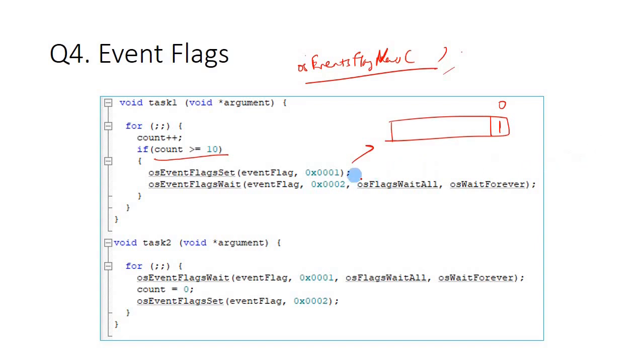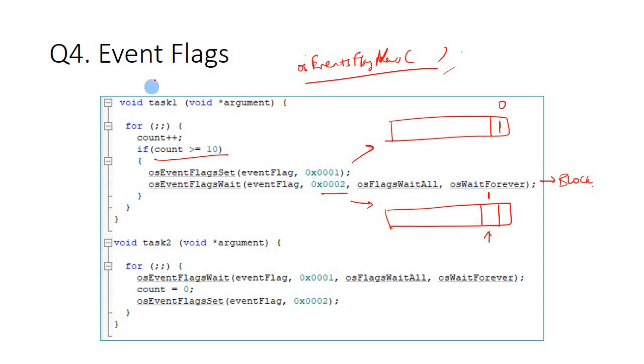And then after that, what am I doing? The next line immediately is I want to wait for bit 1 to be set. So when this bit is set, then only I'll be able to carry on. Correct. Since I only set bit 0 and bit 1 is not set at the moment, when I execute this line, I will go to a block state.